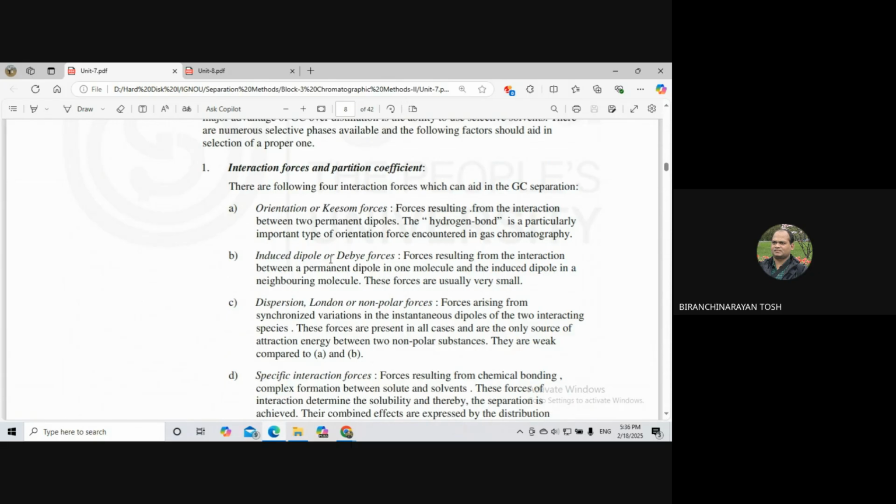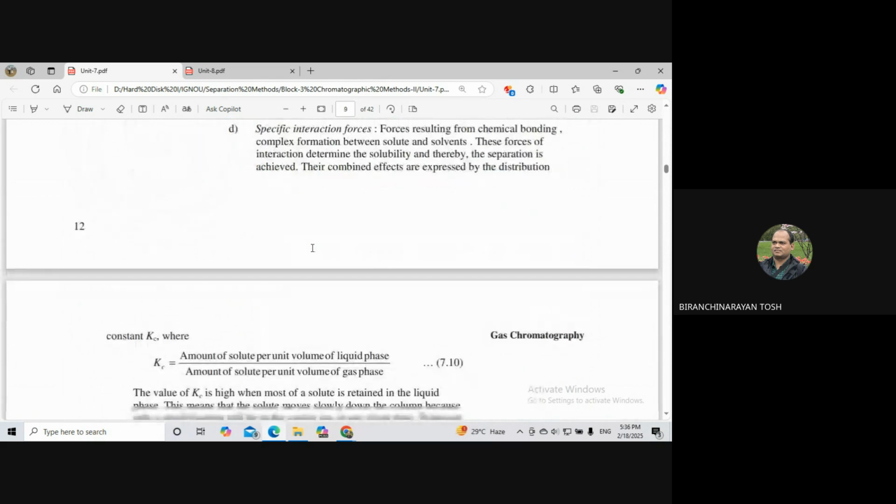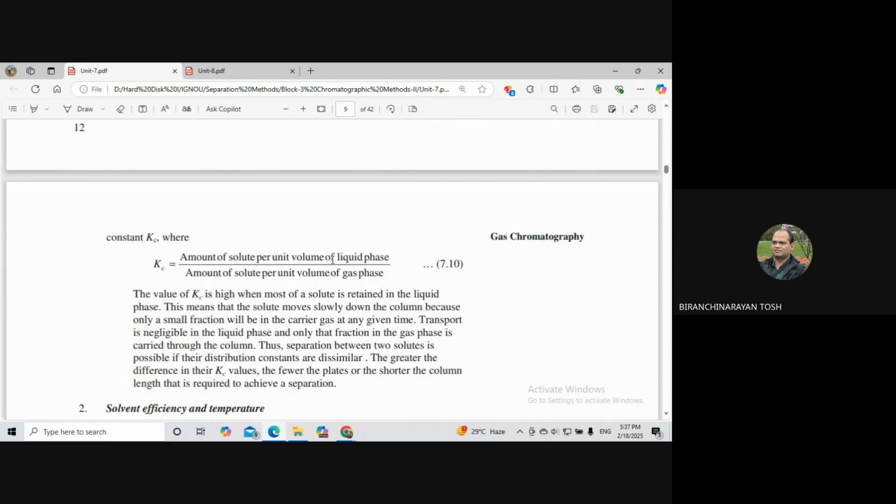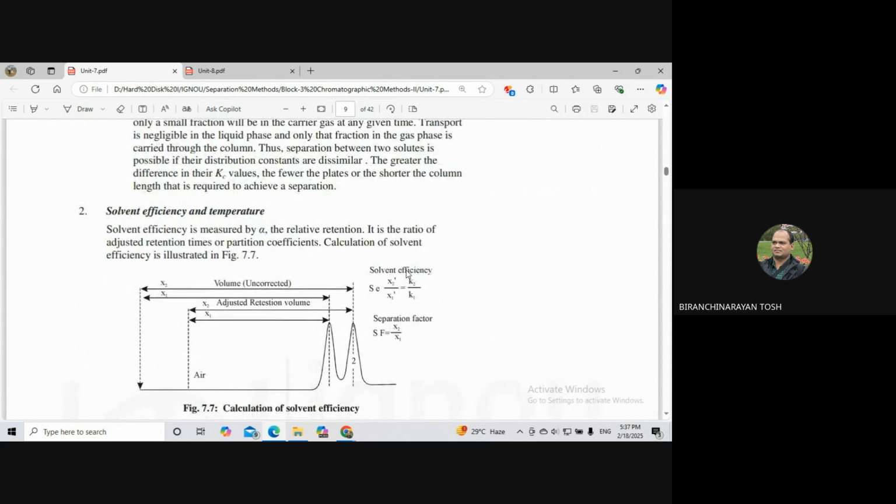Their combined effect is expressed by the distribution constant Kc, where Kc is the amount of solute per unit volume of liquid phase upon amount of solute per unit volume of gaseous phase. So the value of Kc is high when most of the solute is retained in the liquid phase. This means that the solute moves slowly down the column because only a small fraction will be in the carrier gas at any given time. So then the solvent efficiency and temperature.